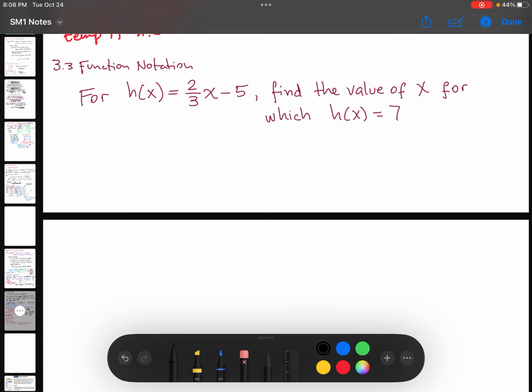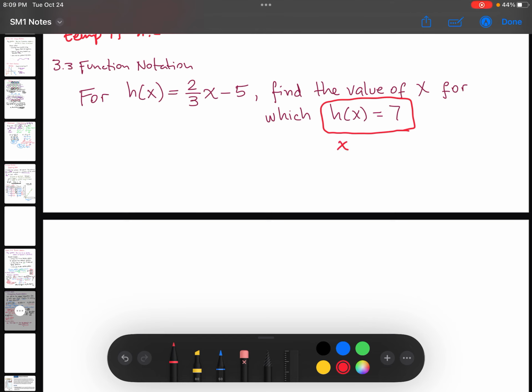Now we keep going with lesson 3.3, function notation. So here's the exercise this time. At the beginning, we did this: we provided an input and we wanted to find out what the corresponding output was for that input. But this time, they are telling us that the output is 7. It means h of x is 7.